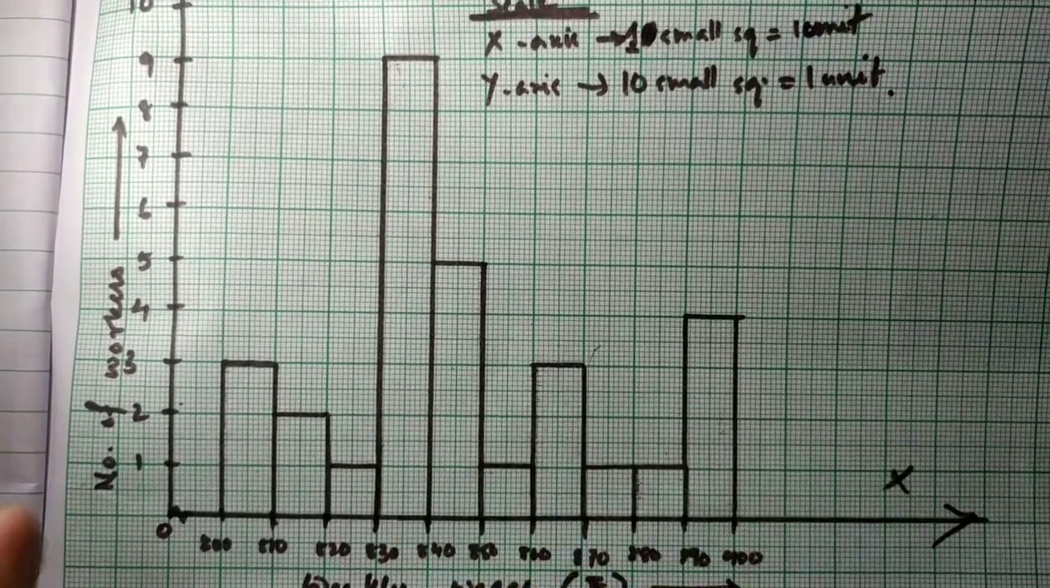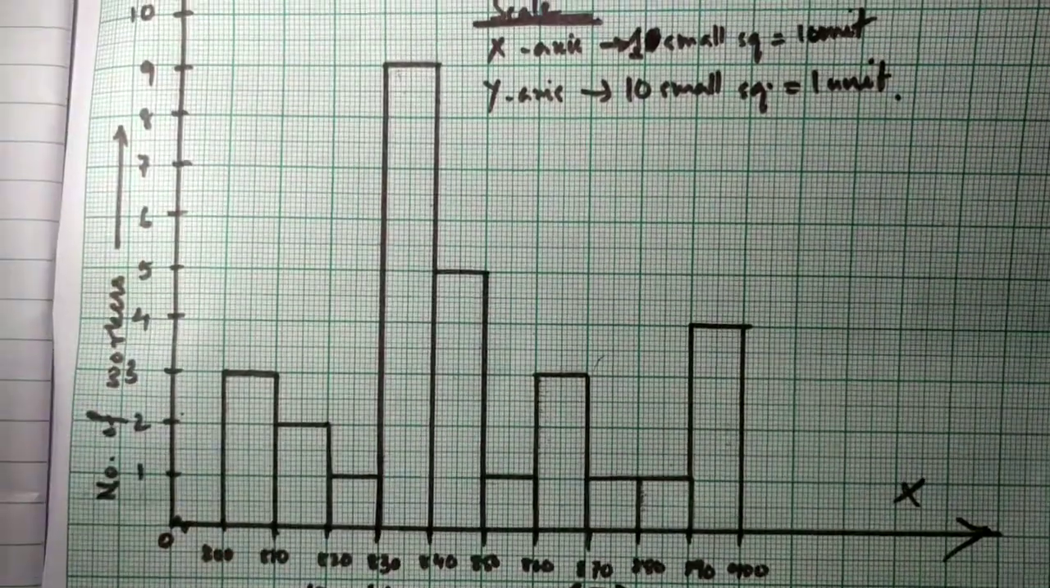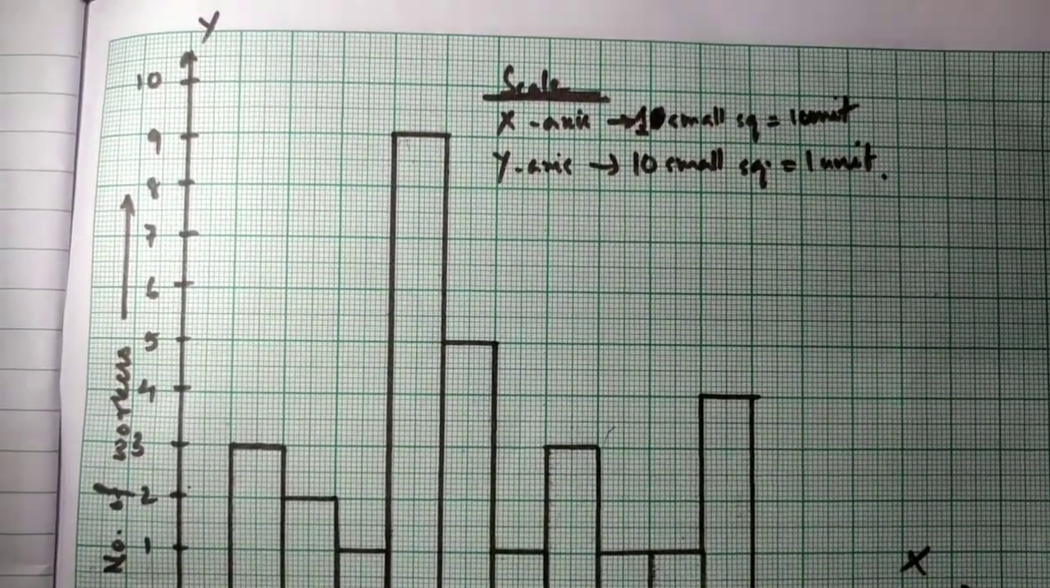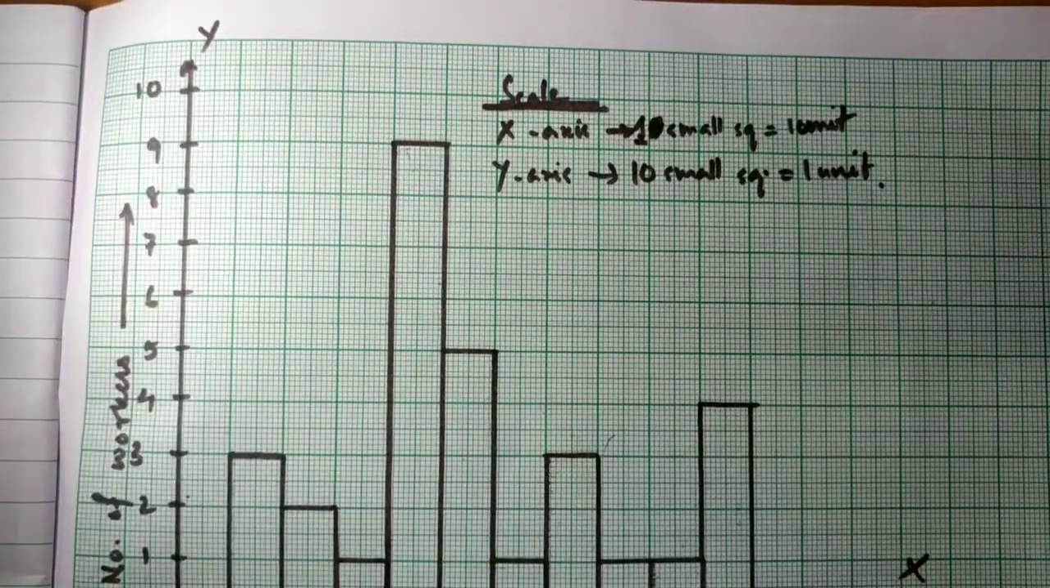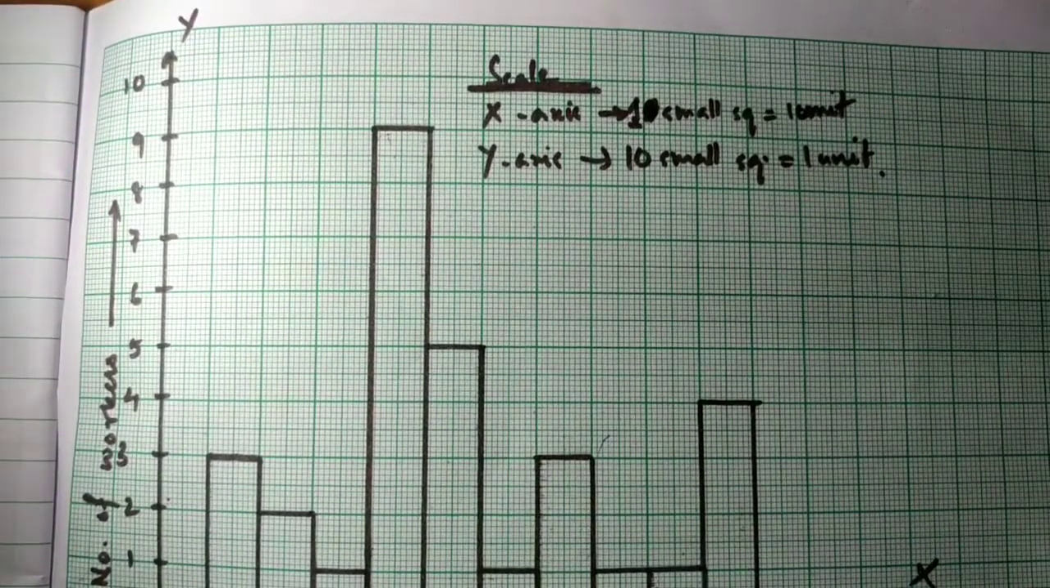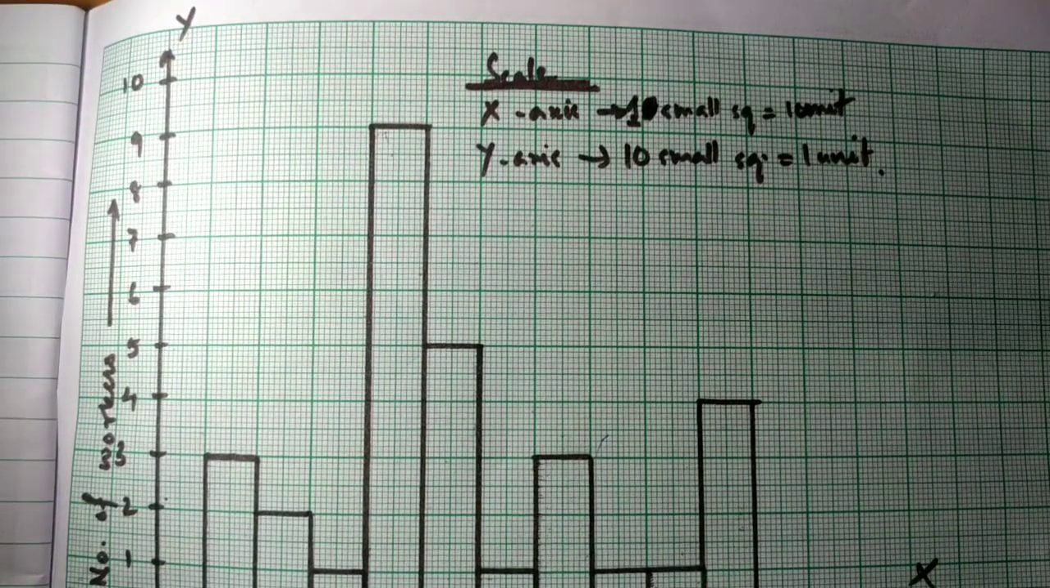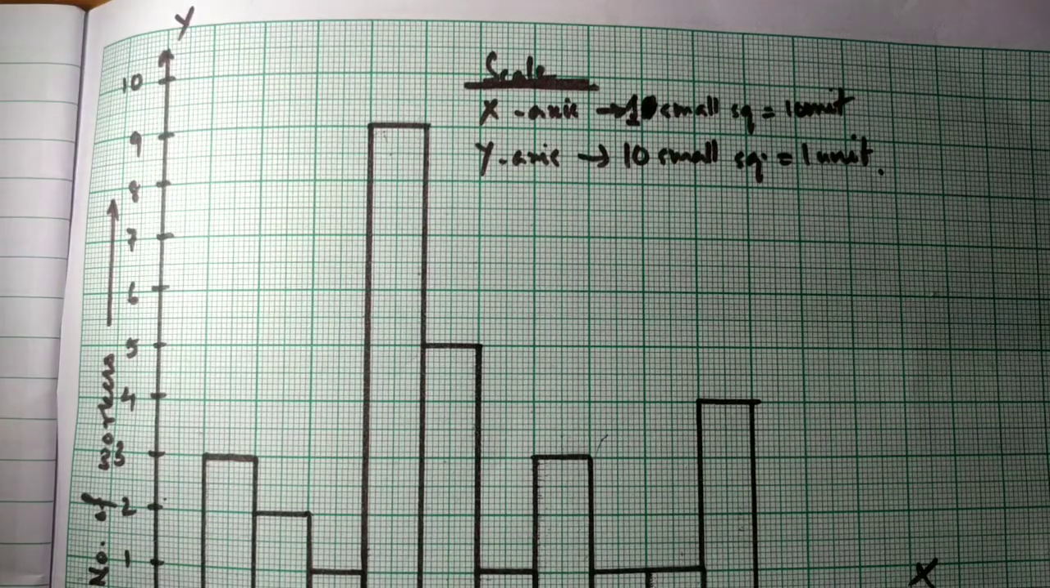On the y-axis, I have taken the number of workers. I have also marked it as y. So I have taken it as 1, 2, 3, 4 till 10, because you can see the frequency, the highest one is 9. So I'm just taking one more, so I'm taking as 10.